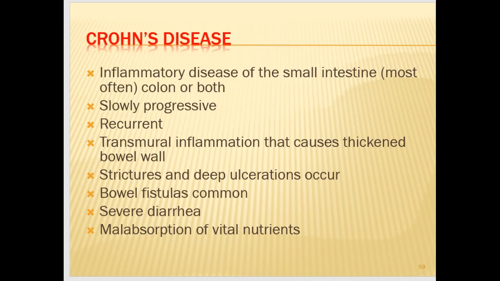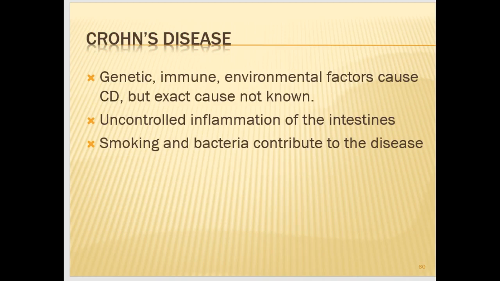It's slow, progressive, recurrent. They do have that inflammation of the bowel wall. They do end up having some strictures and deep ulcerations occur. They do have the severe diarrhea. So malabsorption of vital nutrients too, because nothing is staying in, it's just going straight out and it's not being absorbed. So Crohn's disease, it can be genetic, immune, environmental factors that cause Crohn's disease, but the exact cause, really, people don't know, but they can just state different things that have happened with patients.